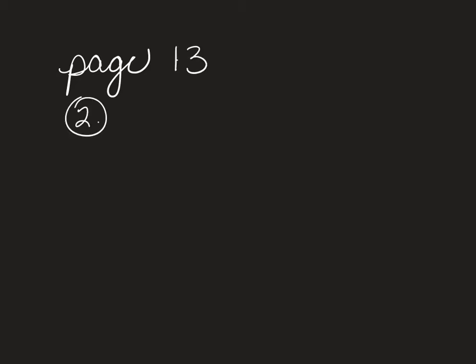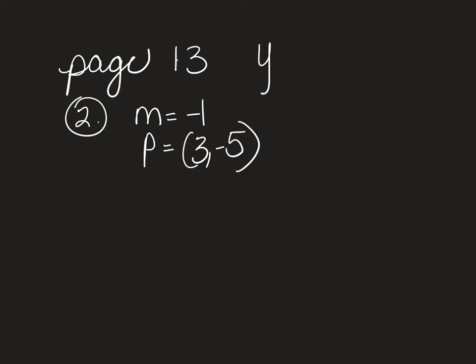All right, so number 2, there was a slope of -1. And your point, I'm just going to say P, equals (3, -5). Now, remember that you're starting with your point slope form, which is y minus y1 equals slope times x minus x1. Now, make sure that you always know that this is your x and this is your y.